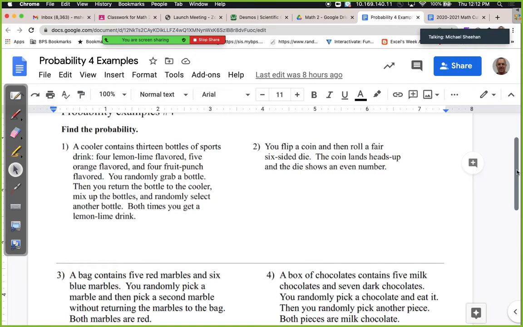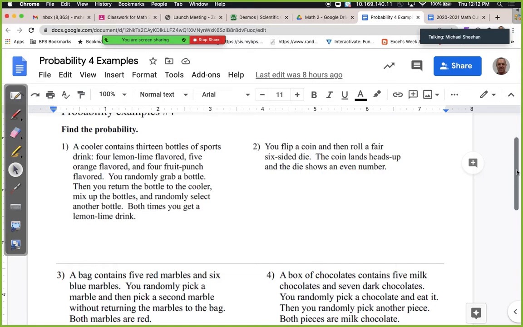So number one, we had a similar problem yesterday with just different numbers. A cooler contains 13 bottles of sports drink, 4 lemon lime flavored, 5 orange flavored, and 4 fruit punch flavored. So 4 plus 5 plus 4, that's 13. You randomly grab a bottle, then you return the bottle to the cooler, you mix up the bottles, and you select another bottle. All right? We want to know what's the probability we get lemon lime both times.